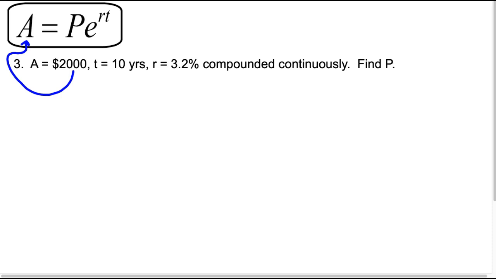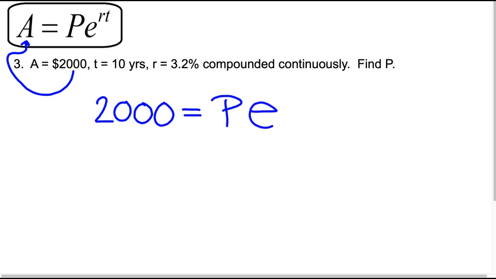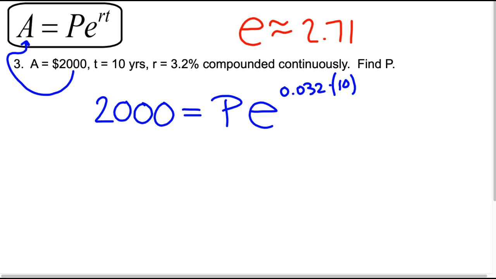So this one says compounded continuously, so I'm going to use my PERT formula, but it gives me 2,000 for my A, so now I'm solving for my P. So this is 2,000 equals P e to the rt, so r is 0.032 for 10 years. e is on the calculator. e is approximately 2.71. It's kind of like pi, you know. So here's an application of e.